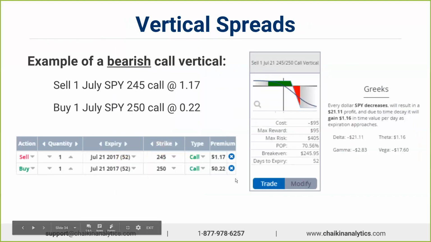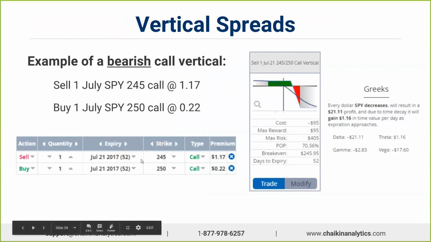So let's do a bearish call vertical. That is a credit spread. That is where we're going to sell the call just above current price and then buy one even higher, the one that's farther out of the money, right?